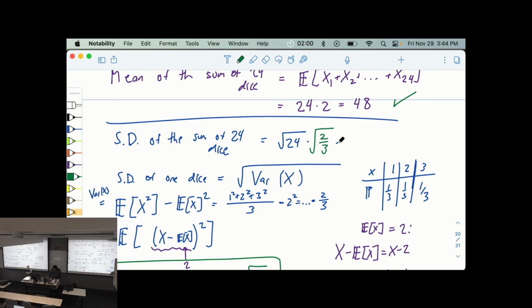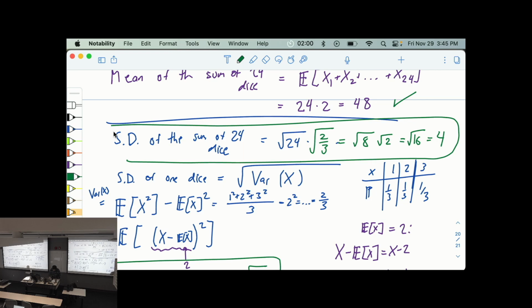And if you simplify this one out, I cooked it up so the numbers would be nice. 8 times square root of 2. So the 3's cancel. 3 with 24 gives 8. And then you have 8 times 2 is 16. And the square root of 16 is 4. So the standard deviation of these 24 dice is 4.